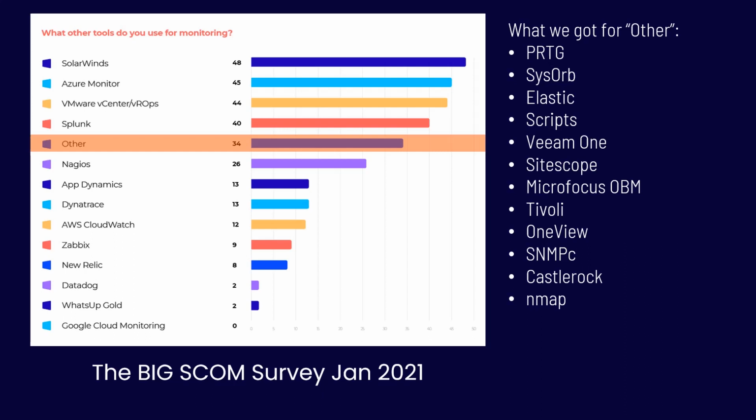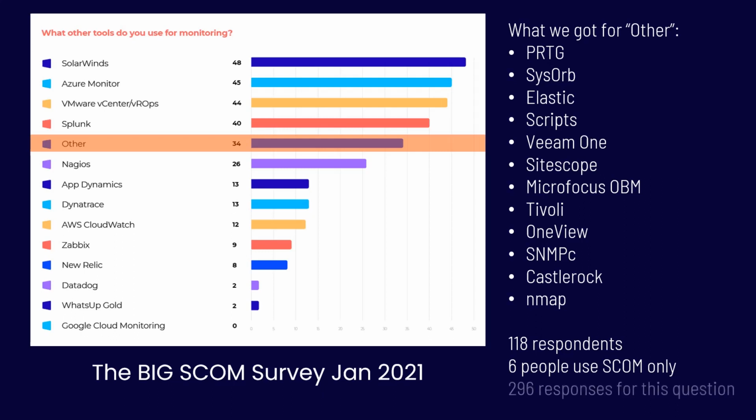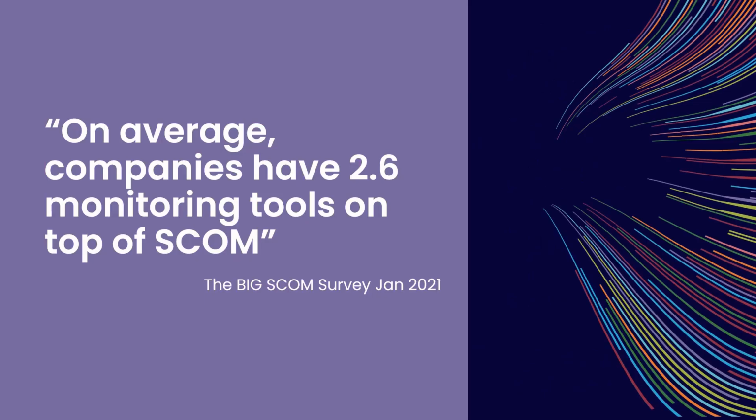So clearly, the need for a single thing rather than multiple things as a way of consuming your alerts is valuable. Other thing to highlight is that this survey had 118 respondents, and only 6 of those respondents used SCOM only. And there were 296 responses to this question, which clearly says that most people have more than one monitoring tool. In fact, on average, companies have 2.6 monitoring tools on top of SCOM. That is a lot of monitoring toolage right there.